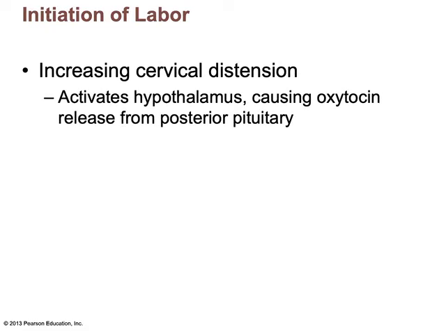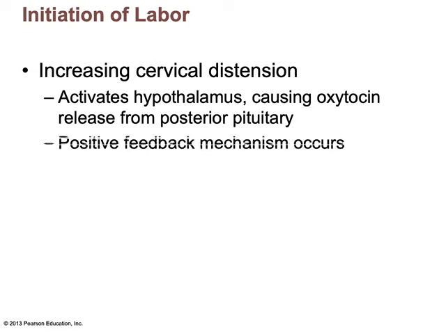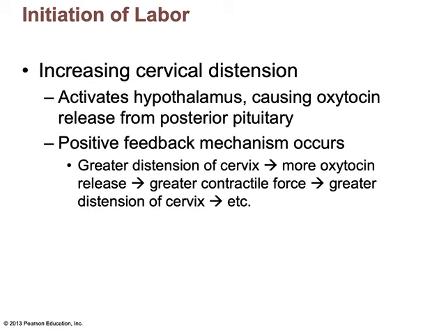Increasing cervical distension is going to send nerve signals to the hypothalamus. That will cause more release of oxytocin from the posterior pituitary, resulting in a positive feedback mechanism where the more stretching of the cervix takes place, the more oxytocin is released, the more the baby is pushed through the cervix into the birth canal. And this ends once the baby is out of the birth canal and the act of parturition is over, and then the oxytocin bursts will cease.